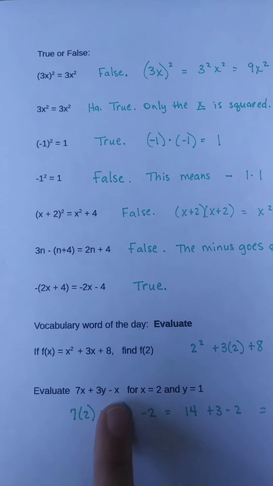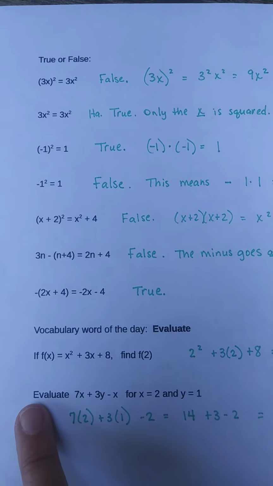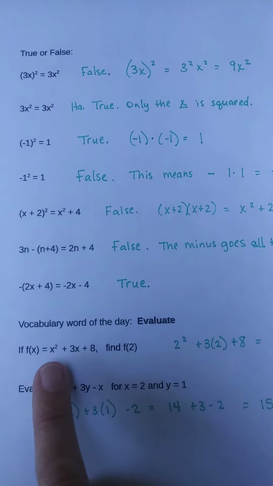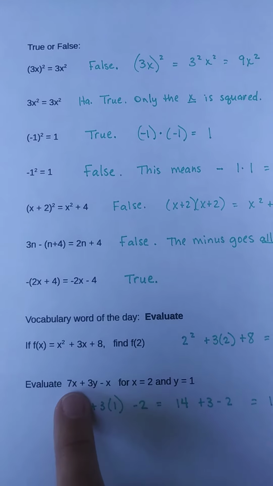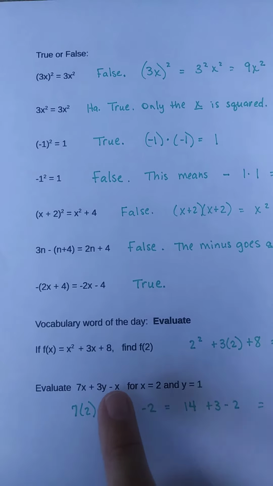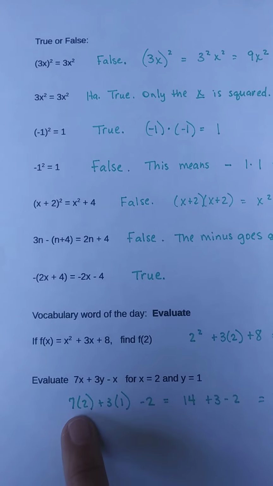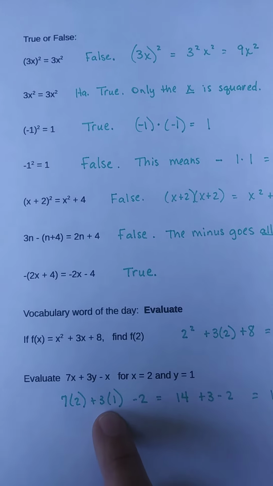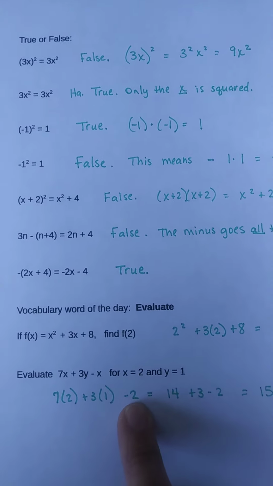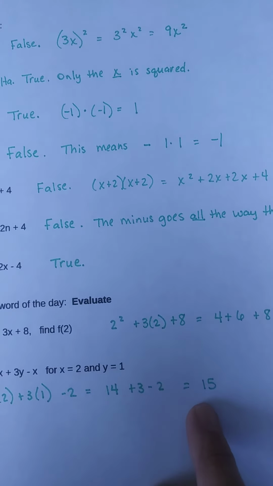When you plug this one in, this one just uses the word evaluate instead of that function notation, but we put in everywhere we see an x, we put a 2. Everywhere we see a y, we put a 1. So I've replaced x's with 2, y with 1, x with 2 again, and that gives me 15.